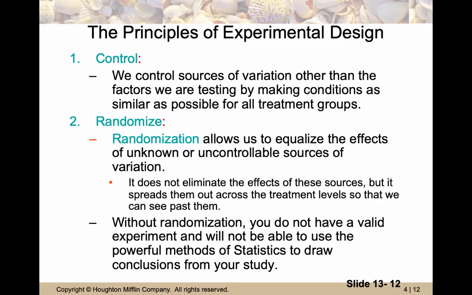The second is that we need to randomize. Randomization allows us to equalize the effects of unknown or uncontrollable sources of variation. We control what we can directly. If we can't control it or we haven't thought of it, so we can't eliminate it, what we do is we make sure that those forces are acting equally across the treatment levels among all the different groups. So even though this does not eliminate the effects of these forces, it spreads them out across the different groups so we can see past them.